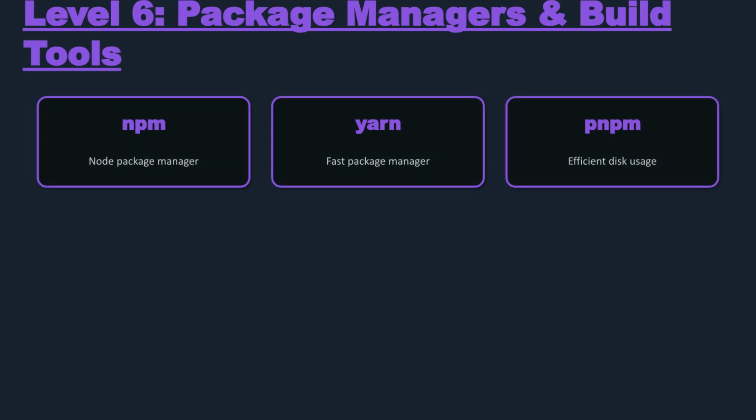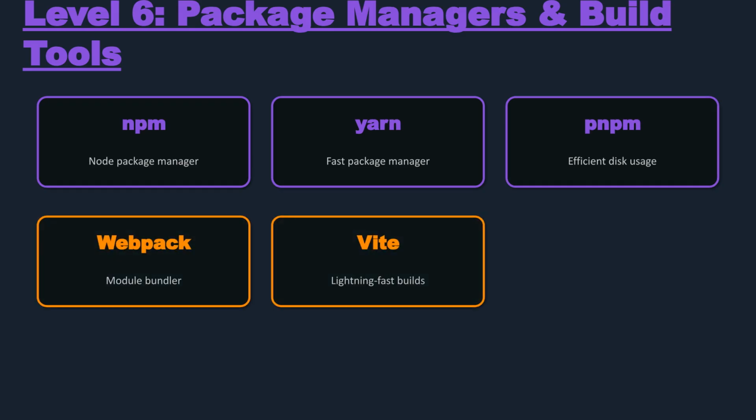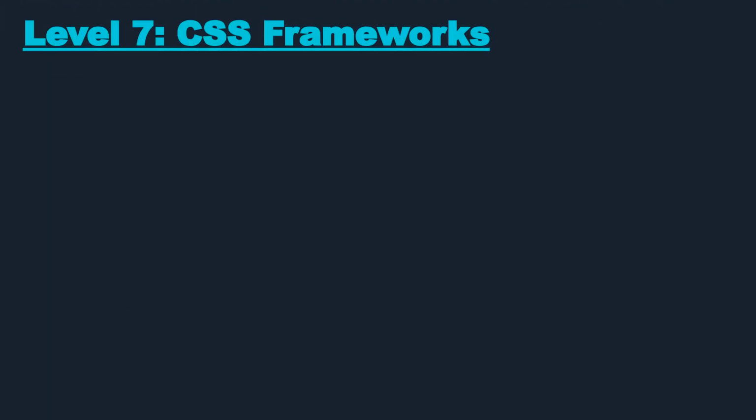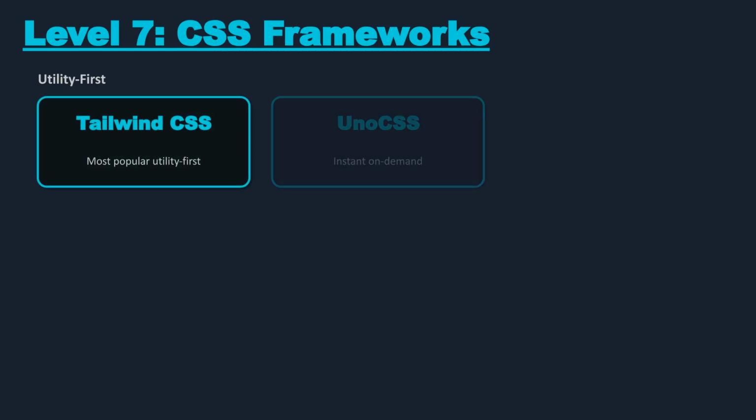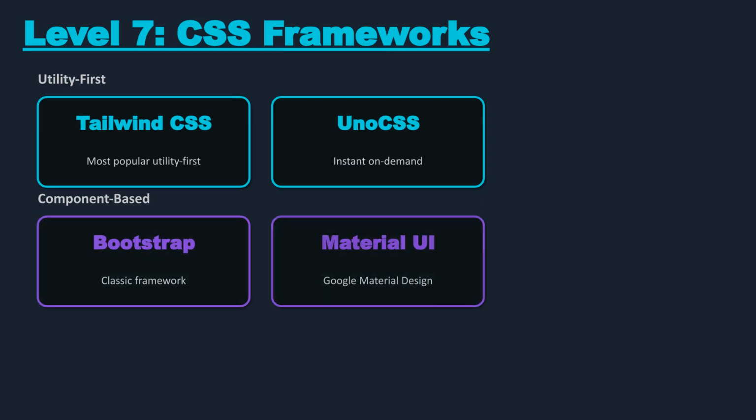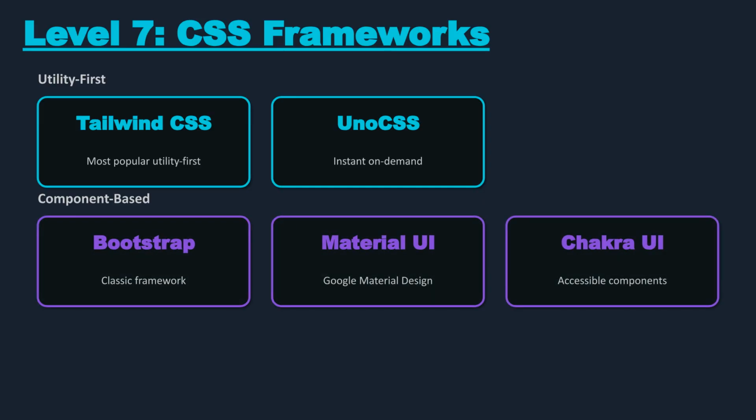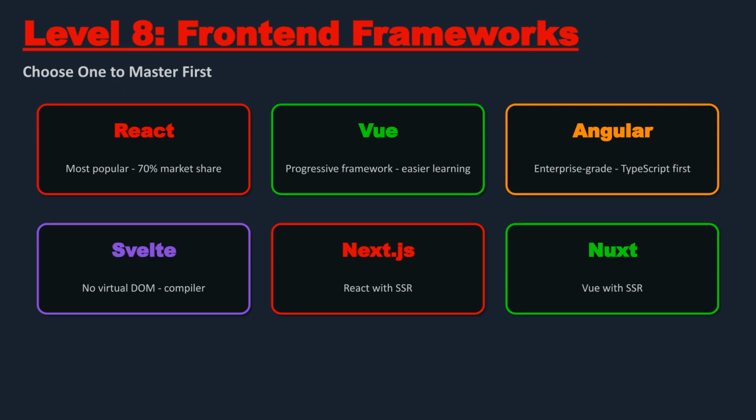Level 6 introduces package managers and build tools. You'll work with package managers like NPM, Yarn, and PNPM. For building and bundling, explore Webpack, Vite, and the extremely fast esbuild. Level 7 is dedicated to CSS frameworks. We look at utility-first frameworks like Tailwind CSS and Uno CSS, as well as component-based options such as Bootstrap, Material UI, and Chakra UI. Level 8 covers front-end frameworks.